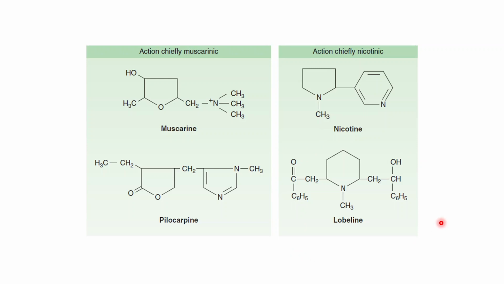And the amines are excreted chiefly by the kidneys. Acidification of urine accelerates clearance of the tertiary amines.